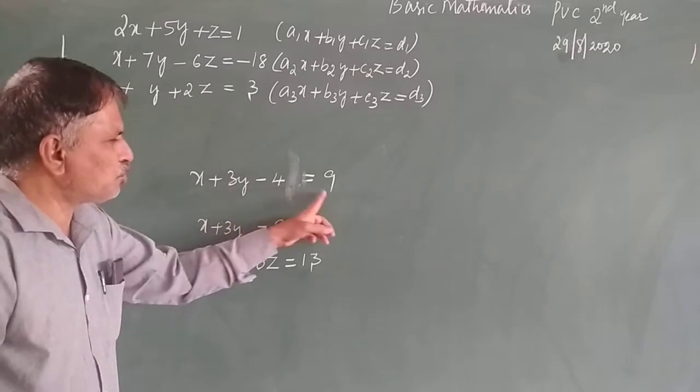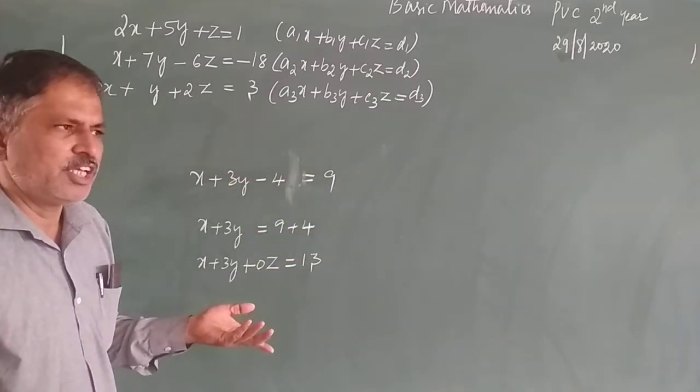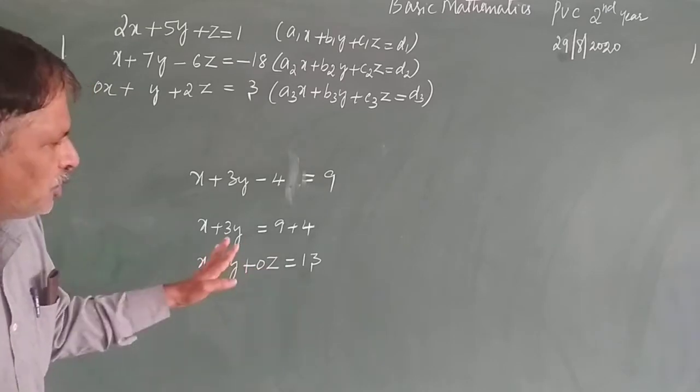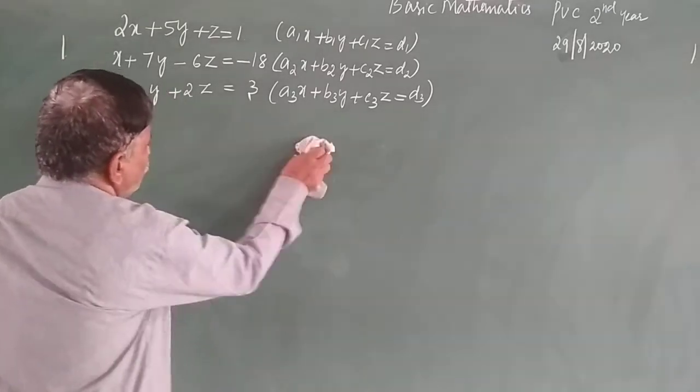So if you want these two constants, you can write the constants on one side. If a variable is missing, you can take 0z only. So you need to be very careful about this. Right. Next, coming to this question.